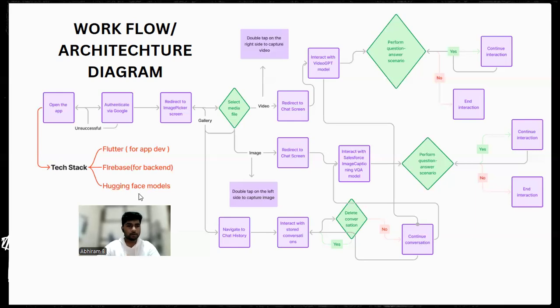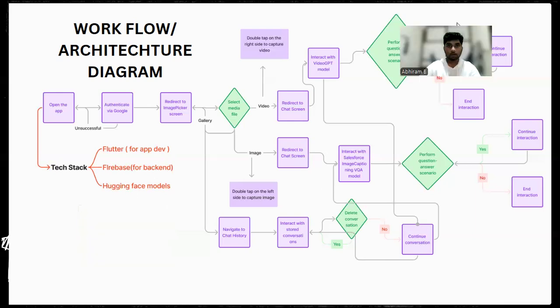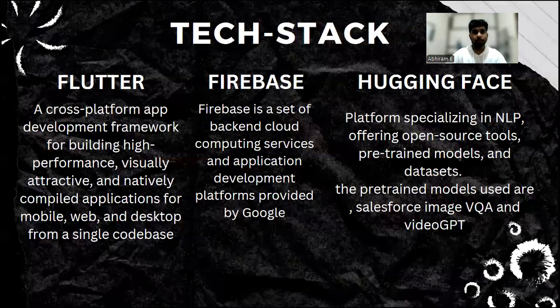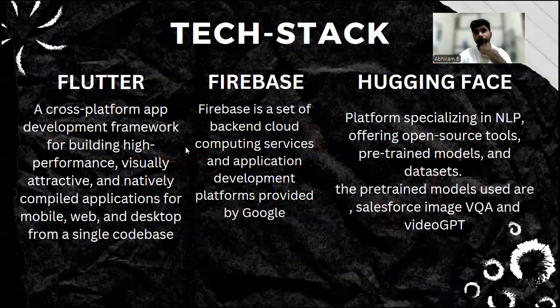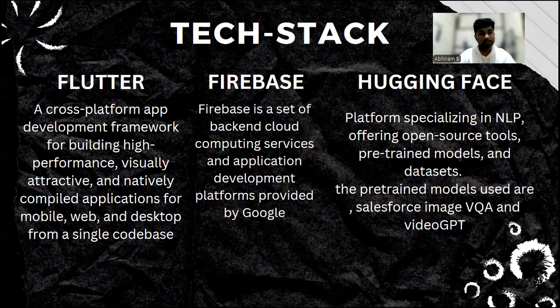The tech stack we have uses Flutter for app development, Firebase for backend authentication and storing the data, and Hugging Face models, from which we have used pre-trained models and stored them in an API that we have built ourselves. So this is our tech stack. Like I previously said, Flutter is a cross-platform app development framework, which means you can develop Android apps, iOS apps, web apps, etc., through a single code. This is very visually attractive and highly effective for Android applications.